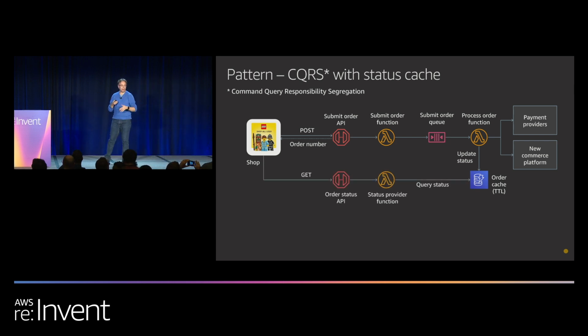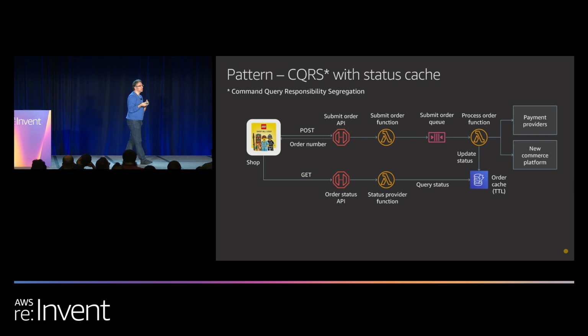And then there is the other path, the query path of the CQRS pattern. This is an HTTP GET to the API Gateway to check the status of the order. And to check the status of the order, there is this function that will very quickly go to the DynamoDB table, where it will find the updated status of the order and can provide the result back to the client.